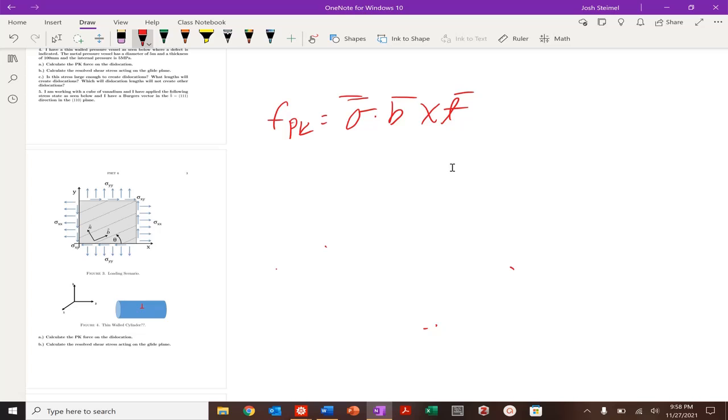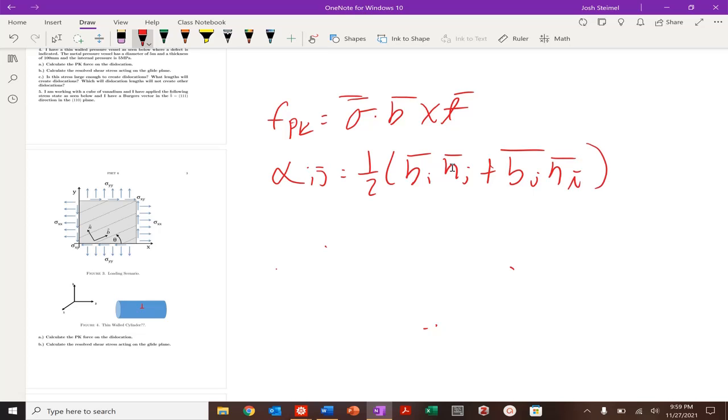So we need to use our Schmid resolution tensor. So alpha ij is going to be equal to 1/2 of b_i n_j plus b_j n_i. And our resolved shear stress is just going to be the product of all of those, alpha ij, sigma ij. So we already have this built into our Mathematica notebook. So let's see how we could, in general, work it.